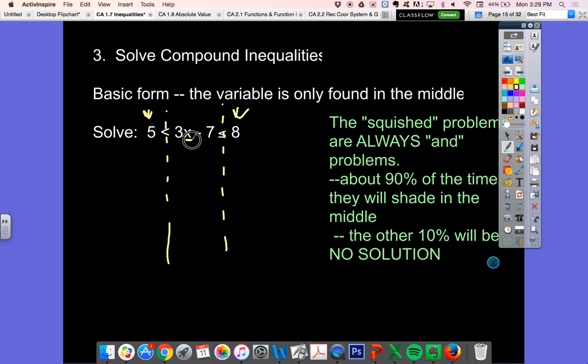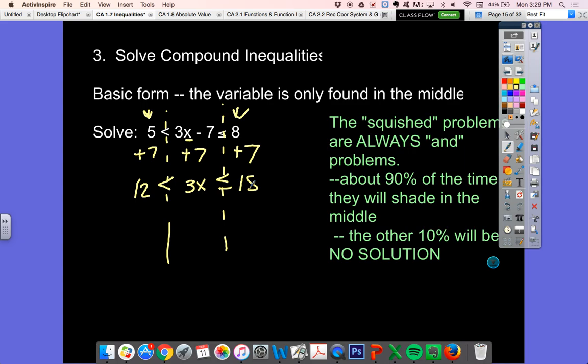So I'm trying to get x by itself. So I need to get rid of this minus 7. So add 7 in each section. So I've got 12. Bring down your less than. You've got 3x. Bring down your less than or equal to, and that's going to be 15.